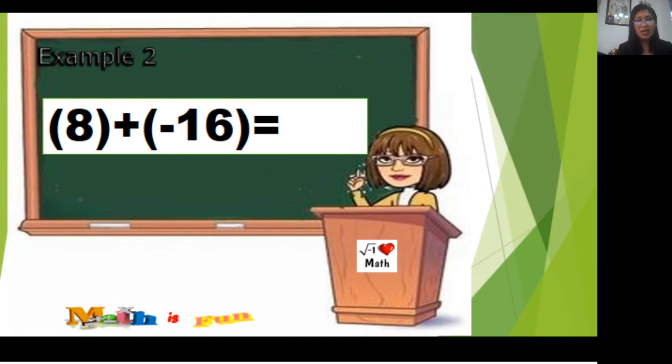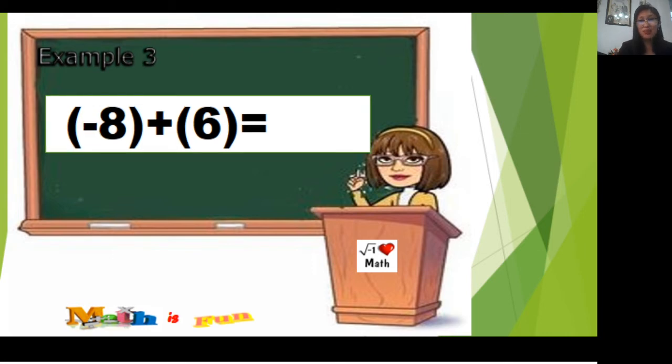Example number 2. 8 plus negative 16. They have different signs, so you have to subtract. 16 minus 8. It is 8, negative. Why? Because negative 16 is the integer with the greater absolute value. What's the sign of that? It's negative. So you carry negative to the final answer. So 8 plus negative 16 equals negative 8.